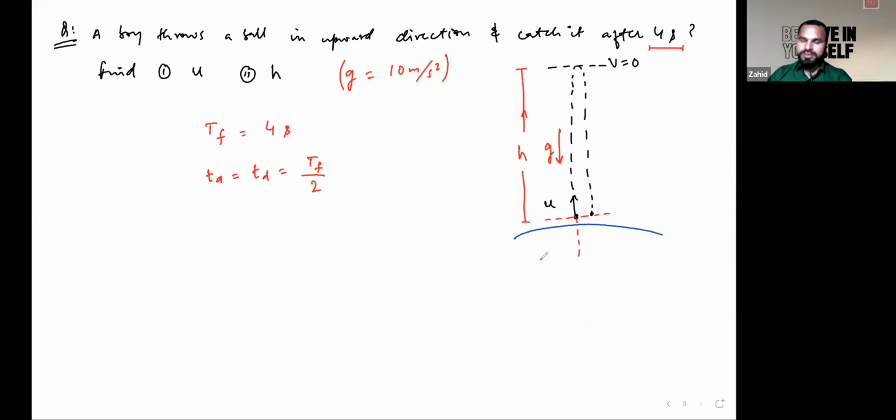write the first equation, which is v = u + at. v at the highest point should be 0. You have to calculate a, which is nothing but gravity, acting in the downward direction, so it will be negative. And t is the time of ascent, which you have calculated from this equation. Just put all of these values and try to find u from this equation.